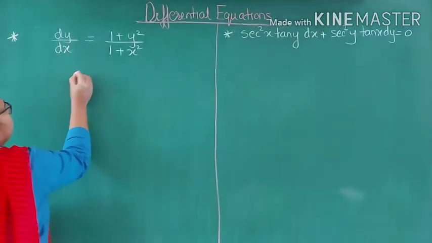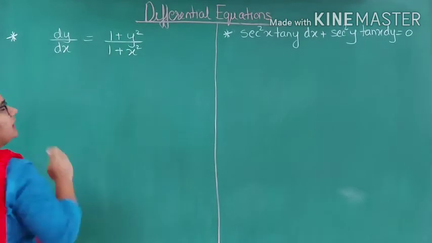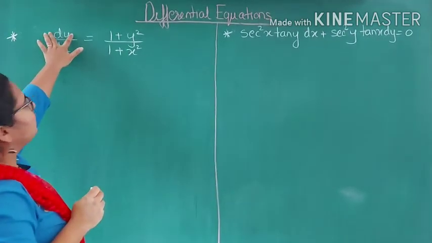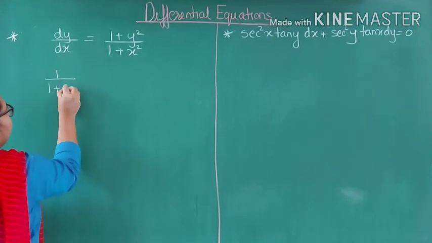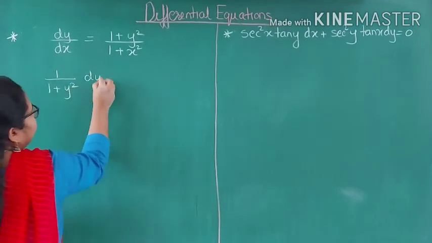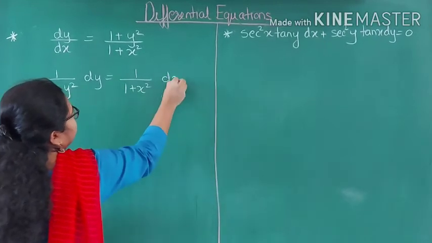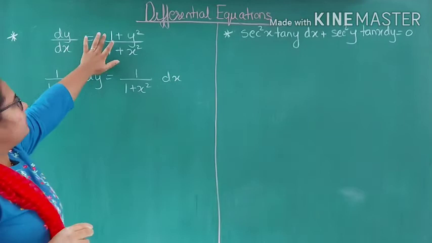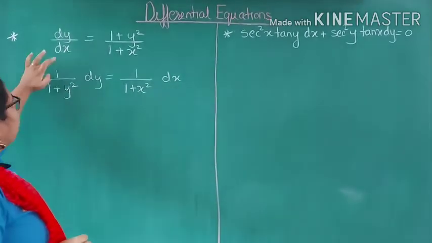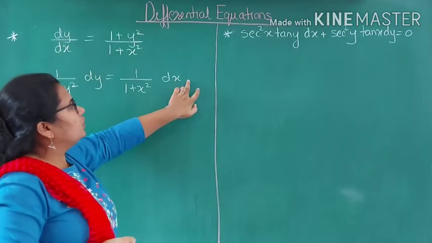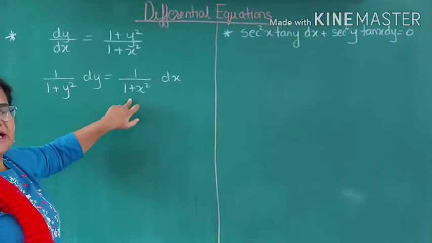Okay. So here what we can do, 1 plus y square is a function of y. So we will take it to the LHS because the differential in the numerator is dy. So this will become 1 upon 1 plus y square dy is equal to 1 upon 1 plus x square dx. So what I did, the 1 plus y square function I took on the LHS, it came in the denominator, and dx I took on the other side, it goes in the numerator, and 1 upon 1 plus x square I have kept as it is.